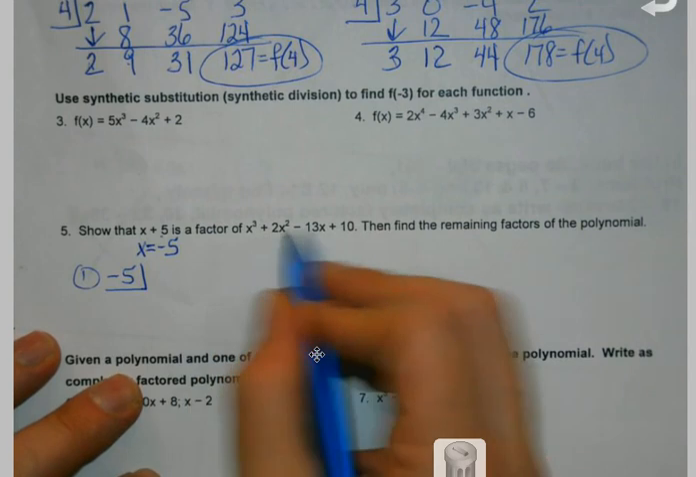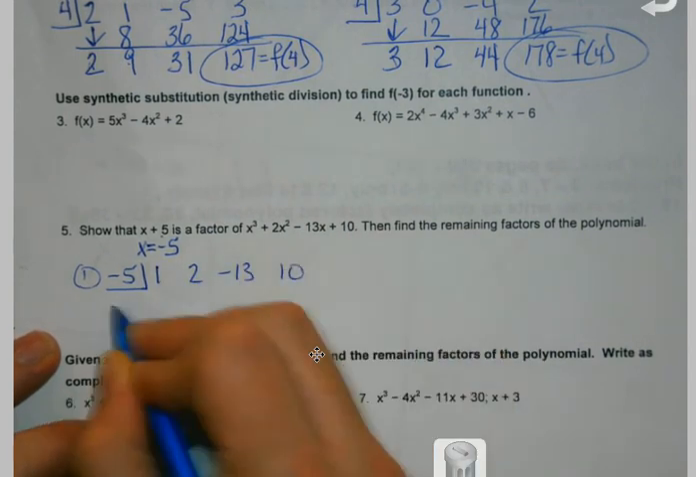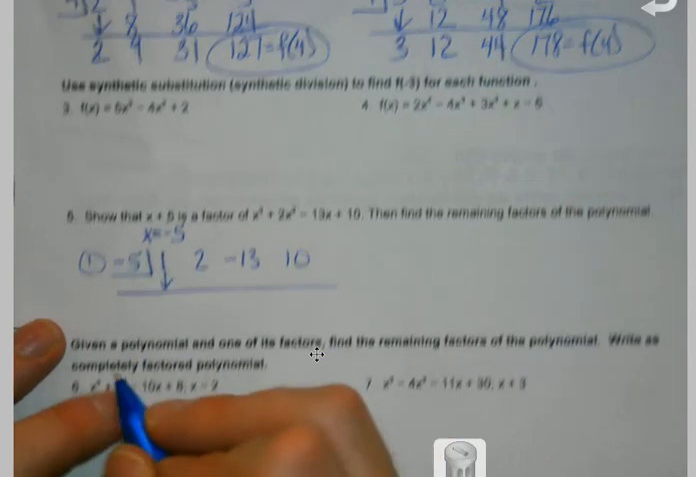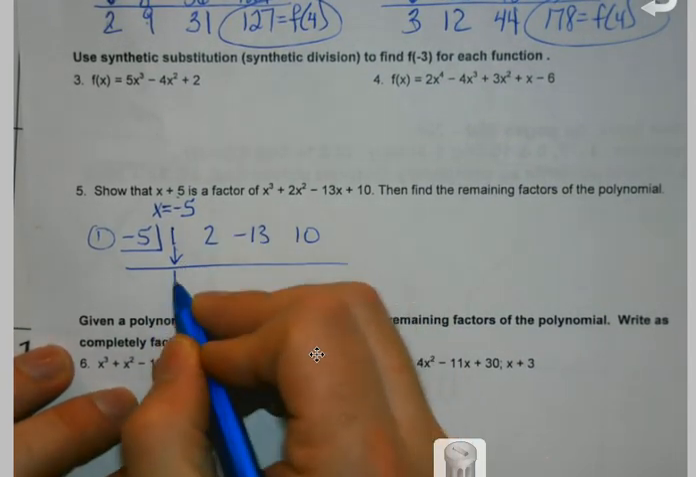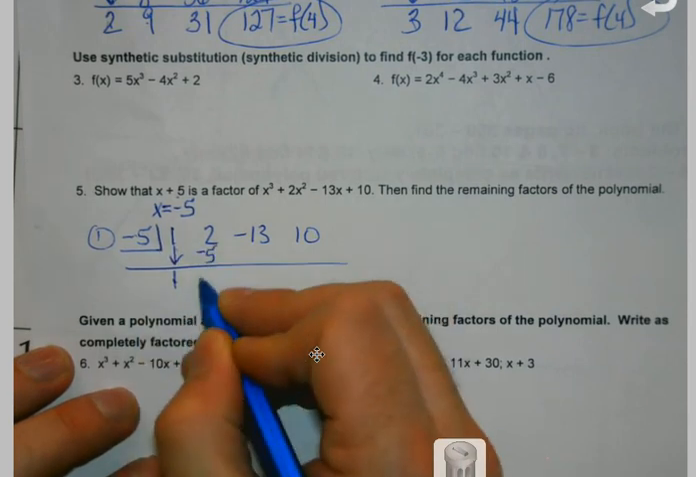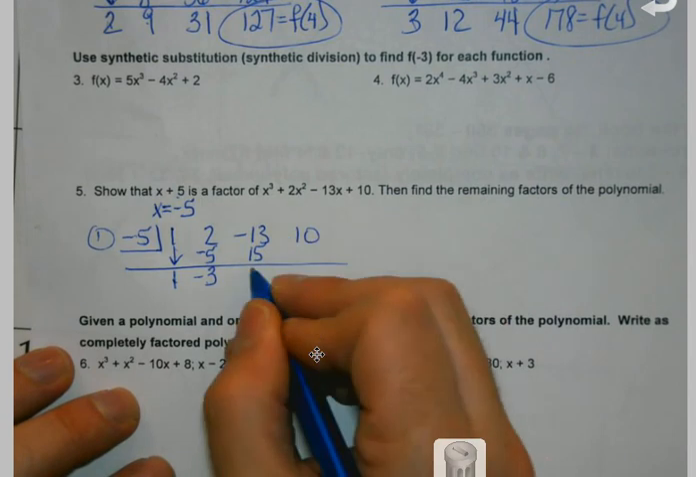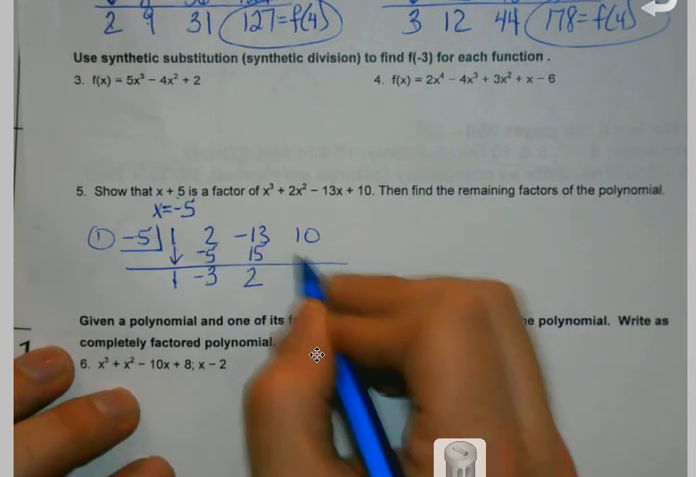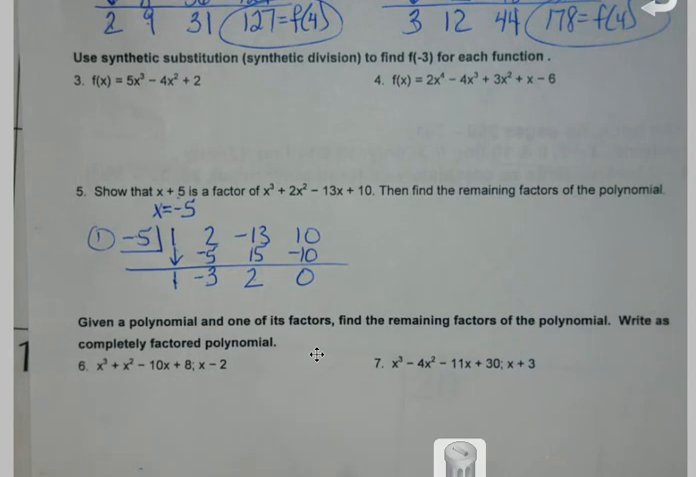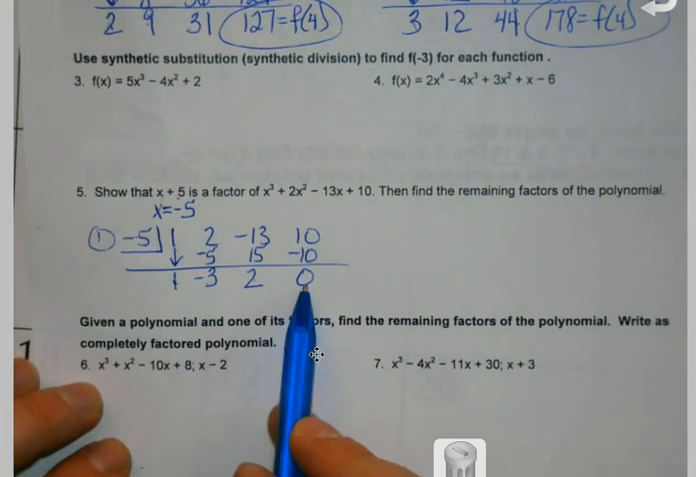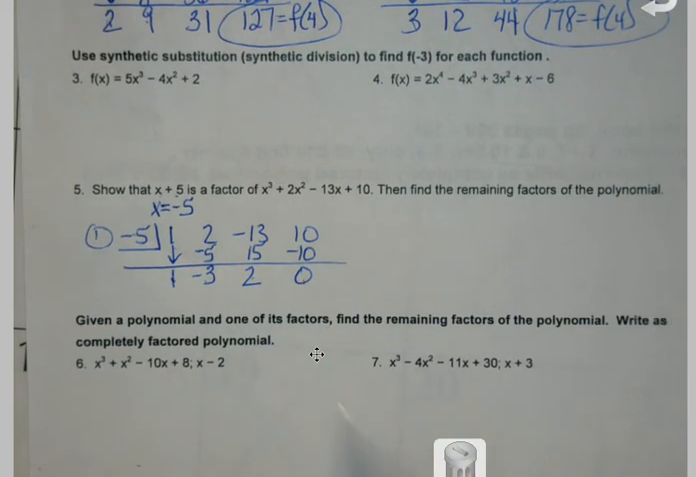And then again, no holes, that's good. Drop the first term, multiply, and add, multiply, and add, multiply, and add. Okay? That's how we just showed that x plus 5 is a factor. It's a factor if there's no remainder. So we're good as far as that goes. But this time we're not quite done.